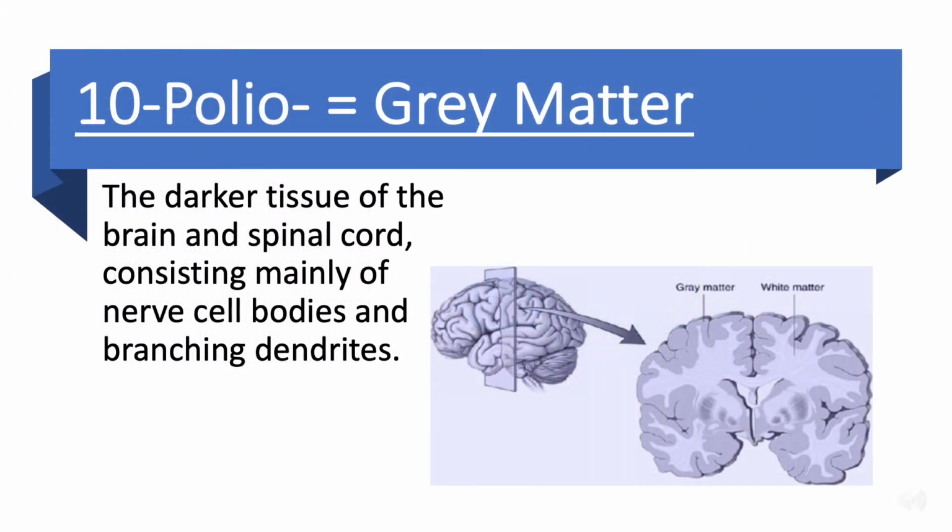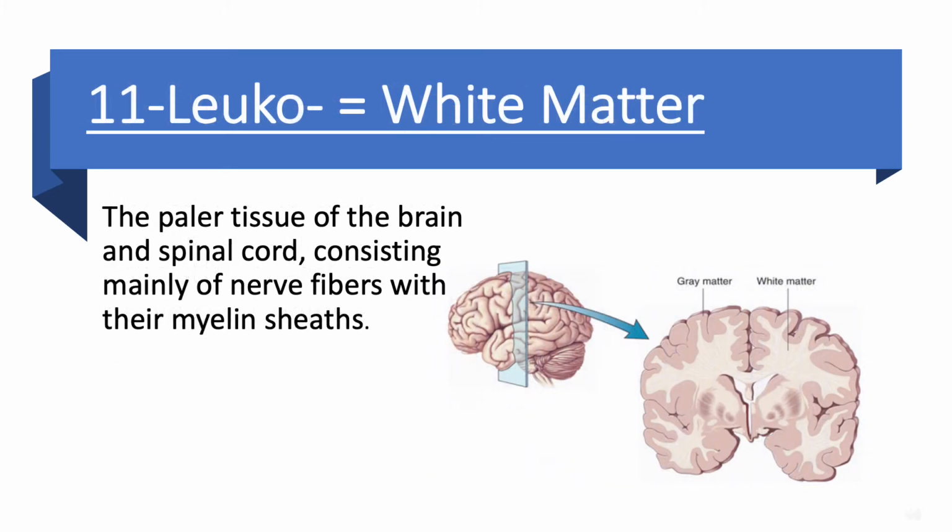10th example is polio, which means gray matter, the darker tissue of the brain and spinal cord, consisting mainly of nerve cell bodies and branching dendrites. 11th example is leuko, which means white matter, the paler tissue of the brain and spinal cord, consisting mainly of nerve fibers with their myelin sheaths.